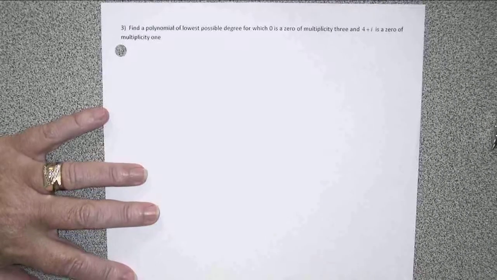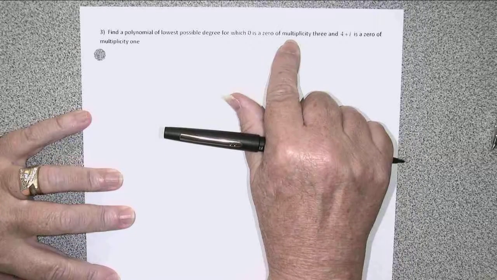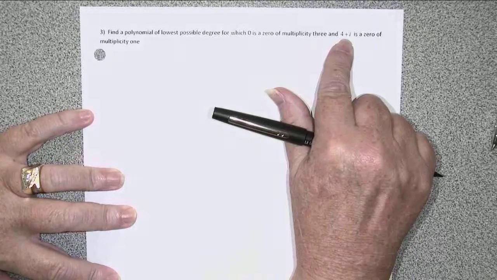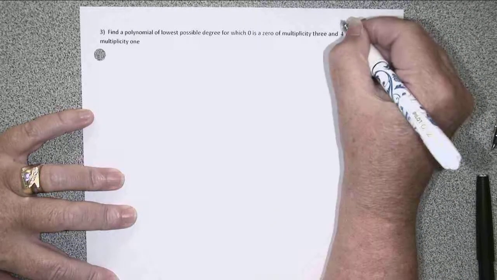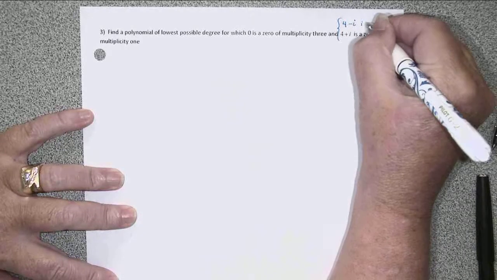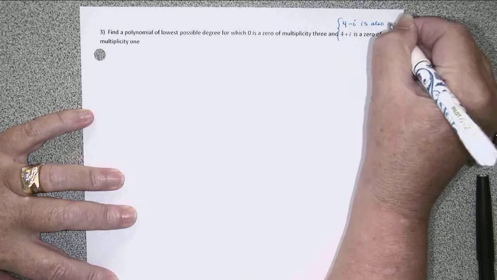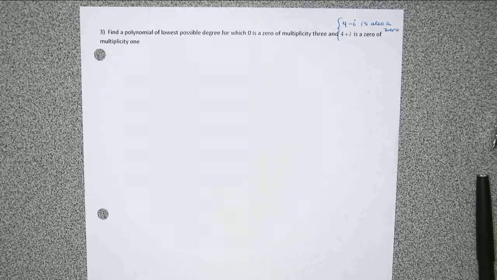Let's do one more. This time I'm told 0 is a 0 of multiplicity 3, and 4 plus i is also a 0, but of multiplicity 1. So right away I'm going to see 4 minus i is also a 0. There are those conjugates again.